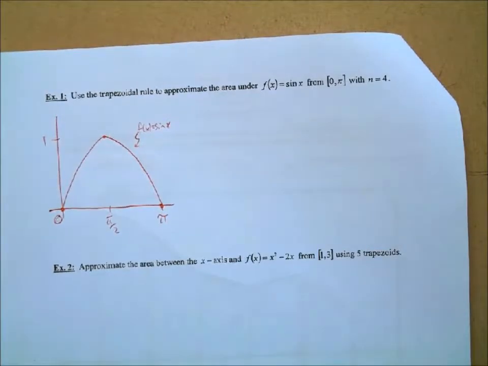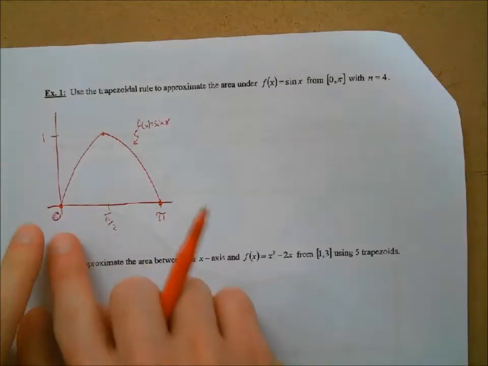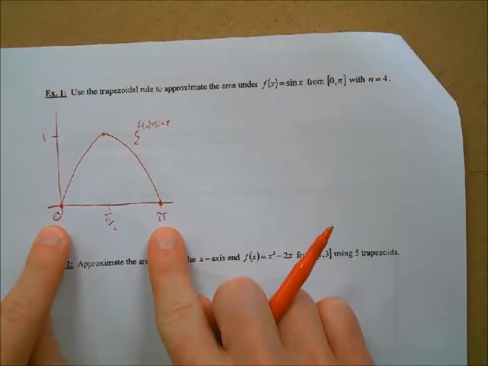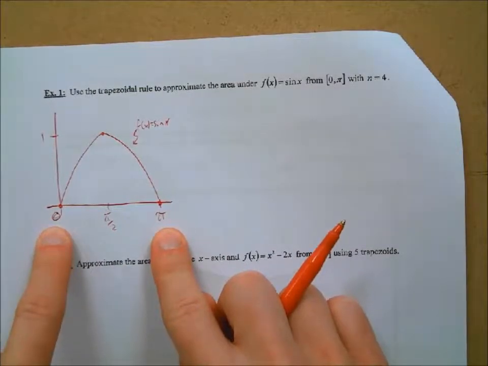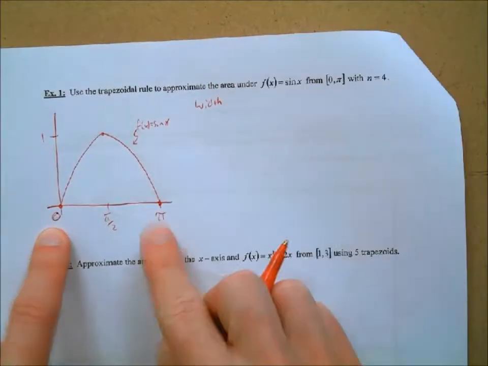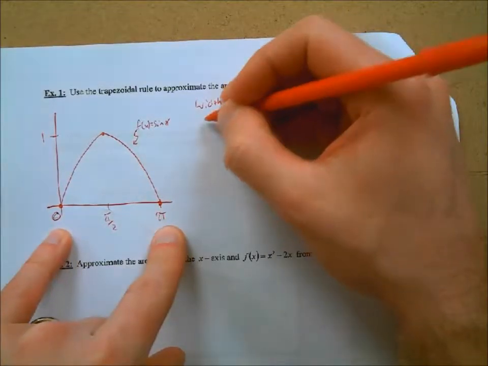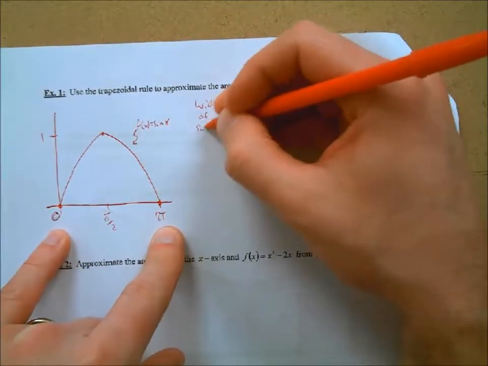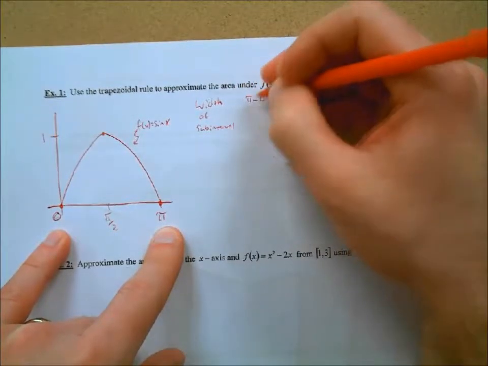Okay, but of course we want 4 subintervals. So we want to go a total distance from 0 to pi there. So the total distance from 0 to pi, what's that total distance? What's the total length from 0 to pi? Yeah, pi, right? The full interval, the entire interval is from 0 to pi. So an easy way to calculate that, right, is just to do pi, take away 0.